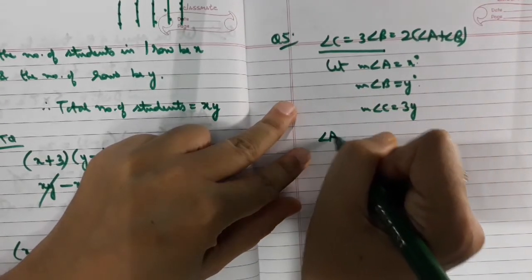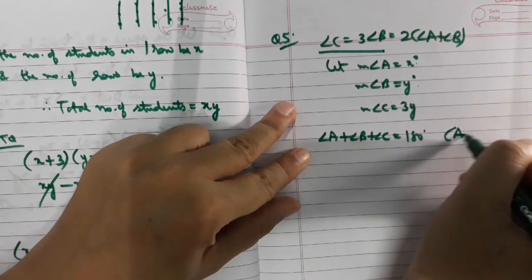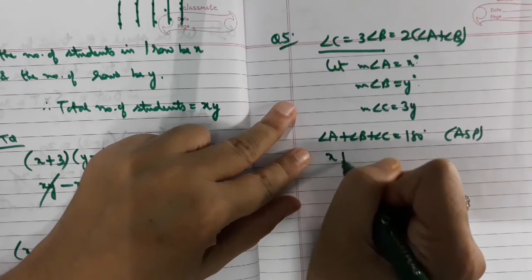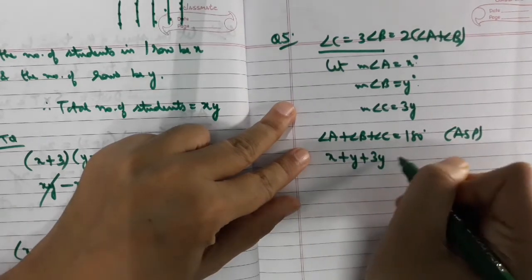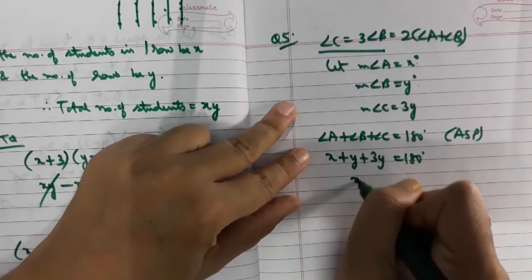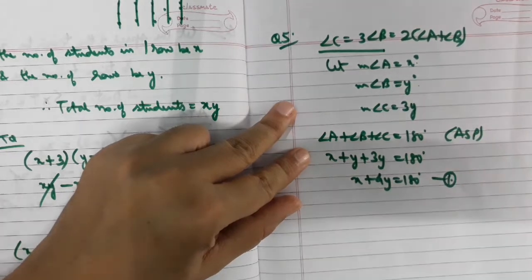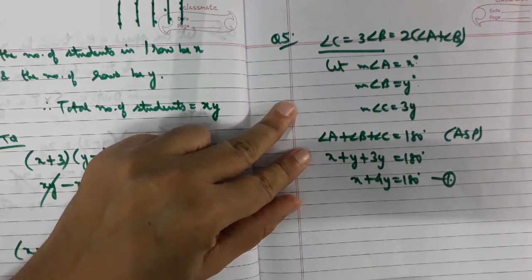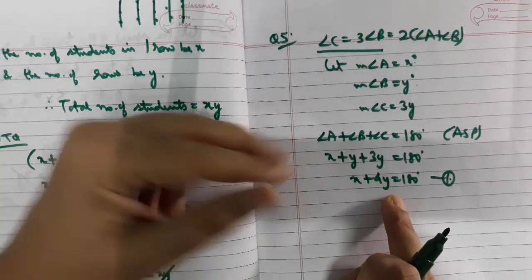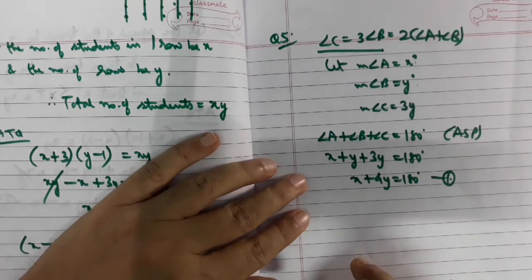Now we know that angle A plus angle B plus angle C is 180 degrees by the angle sum property of a triangle. So angle A, that is x, plus y plus 3y is equal to 180 degrees. So we obtain x plus 4y is equal to 180 degrees. This is the first equation that we obtain. Now here you can see that there are two variables, x and y, so we need two equations to solve for x and y.